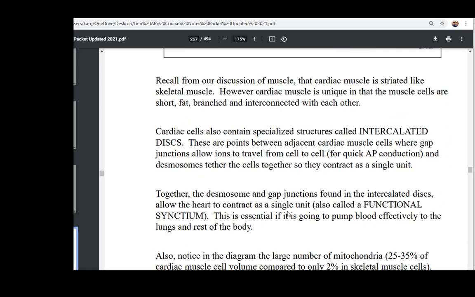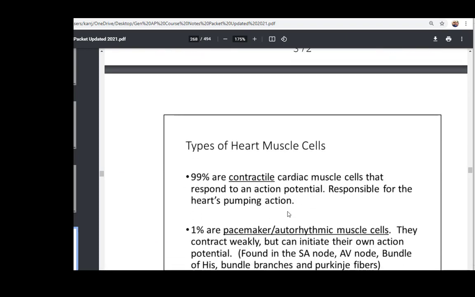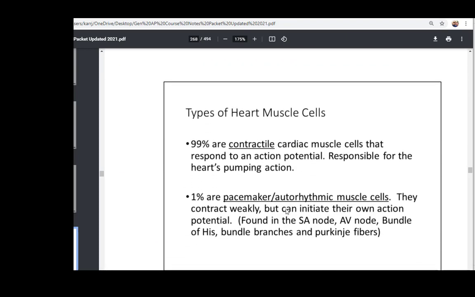So if we look at the heart muscle cells that make up the heart, 99% of them are contractile muscle cells that require an action potential to do their job. So they need to be stimulated by ion flow in a nearby cell or through some source of electrical impulse, maybe a neuron that is releasing a neurotransmitter, and that stimulates the cell to contract.